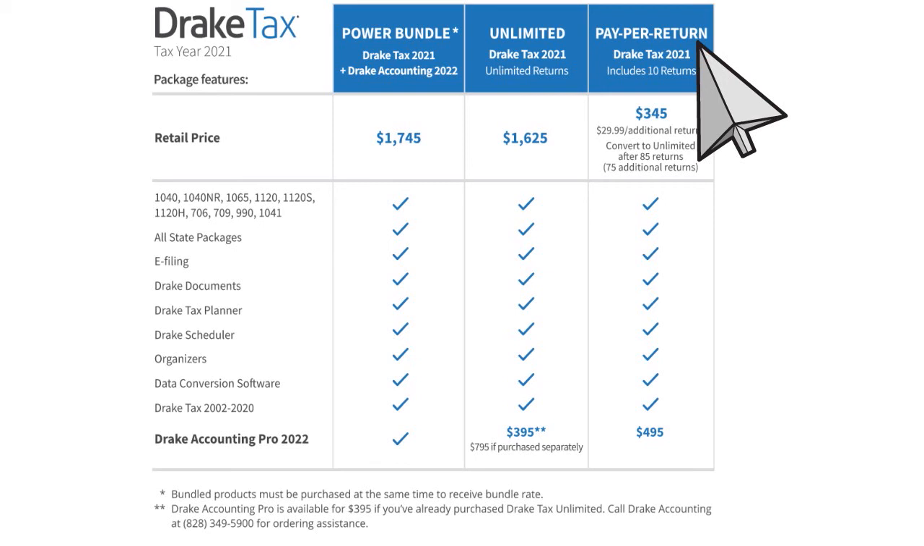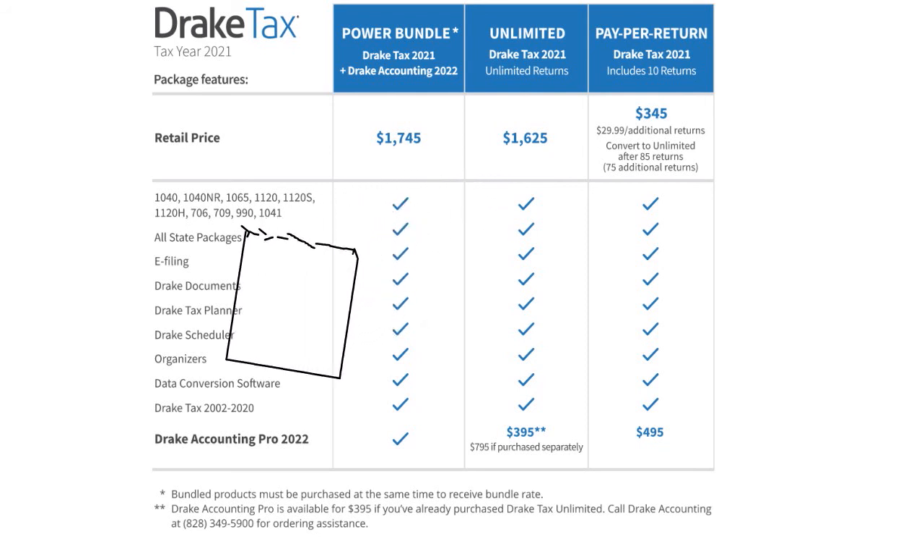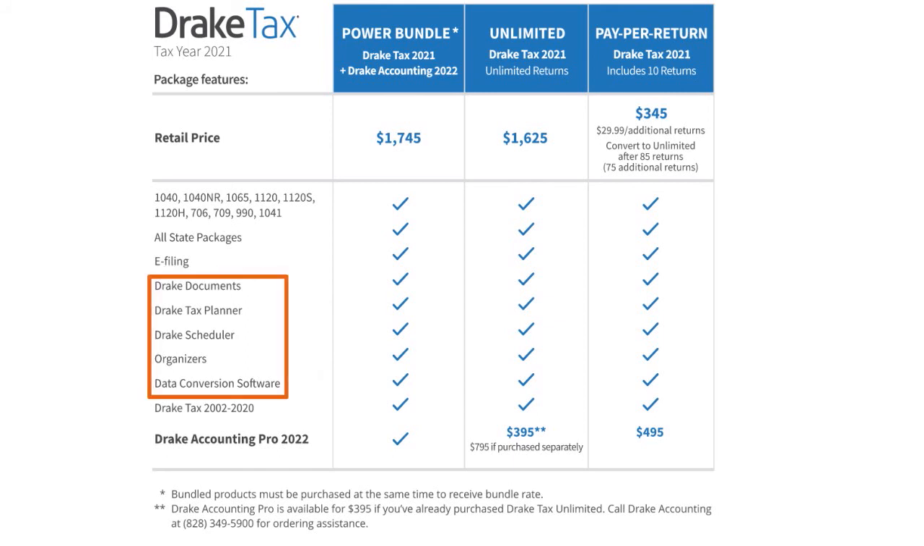Okay. So one thing you need to understand is I'm showing you here that for each tier, there are pros and cons. Obviously, everything will be dictated by the size of your practice. That's for sure. But you can see that they have everything. They have Drake documents, Drake tax planner, the Drake scheduler, the organizer, the conversion software. They have all the forms that you might need: 1040, 1040 NR, 1065, 1120, 1120S, 1120H, 706, 709, 990, 1041. You can see this is where it is here. Very simple, pretty straightforward here.